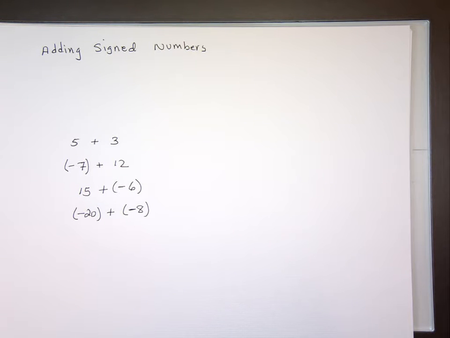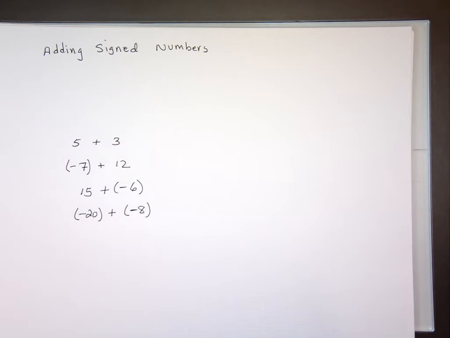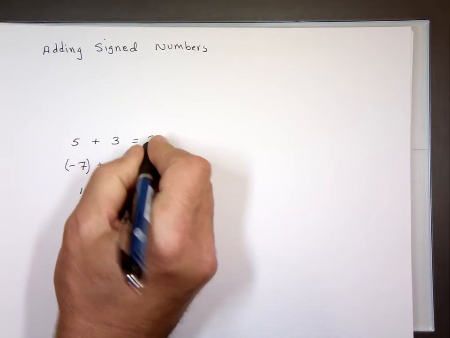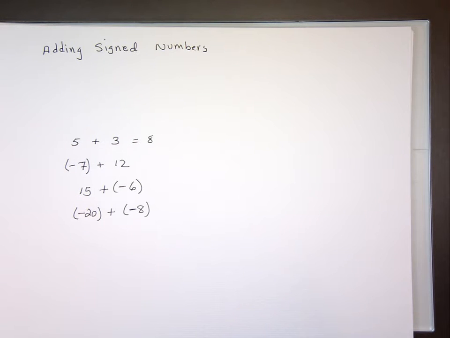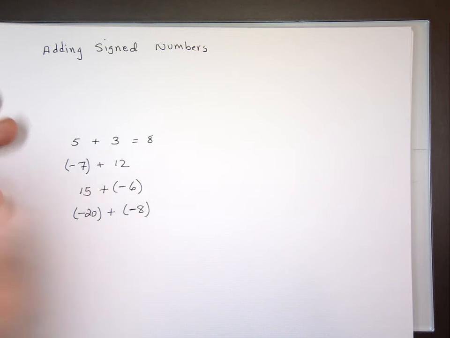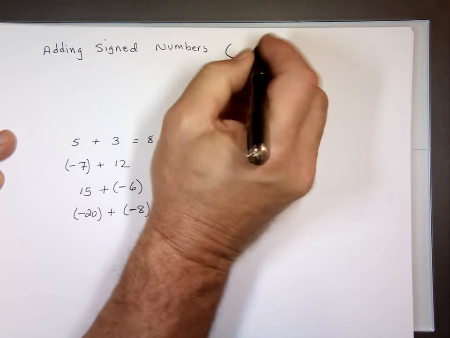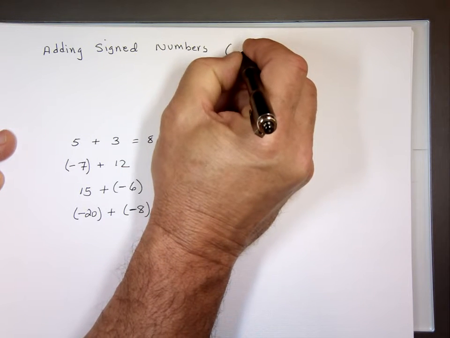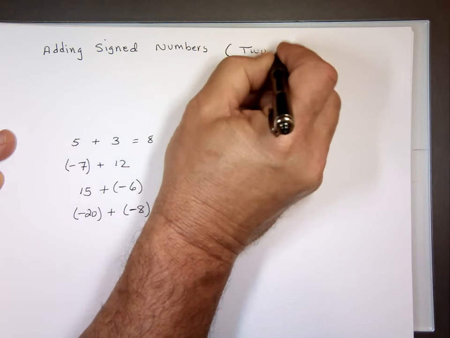So how do we add numbers? Sign numbers. Notice here both numbers have the same sign. We know 5 and 3 is 8. But what about negative 7 plus 12? What about 15 plus a negative 6? What about negative 20 plus negative 8? And the rule for addition, I'm talking about adding two numbers. So here, this is just for two numbers. Then we'll expand on that after that.